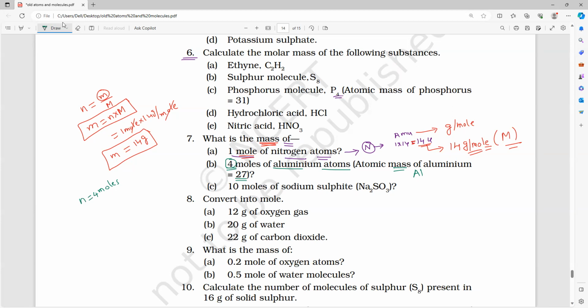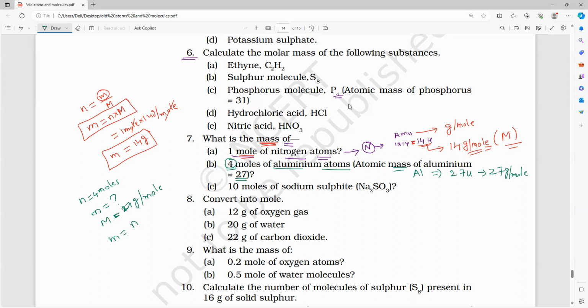And what is the atomic mass? They are asking mass, so mass means immediately how do we calculate? Molar mass. So what is the molar mass of aluminium? 27 gram per mole. Do you all understand? Because atomic mass is 27 u, molar mass is 27 gram per mole. We are just converting u to gram per mole. Is it okay? Everybody clear?